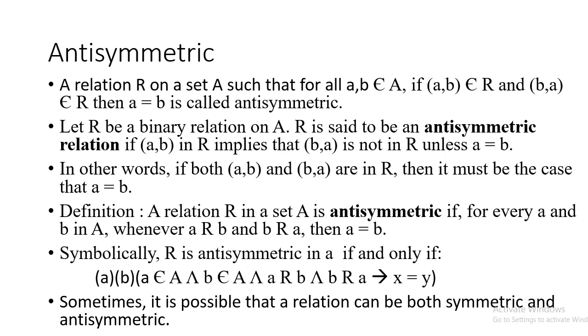for all a, b such that a belongs to A and b belongs to A, if a is related to b and b is related to a, then a is equal to b. So this is the way we can write the antisymmetric property symbolically. Sometimes it is possible that a relation can be both symmetric and antisymmetric also.